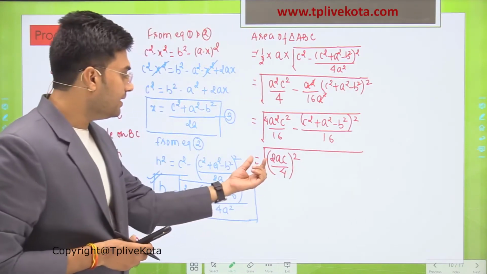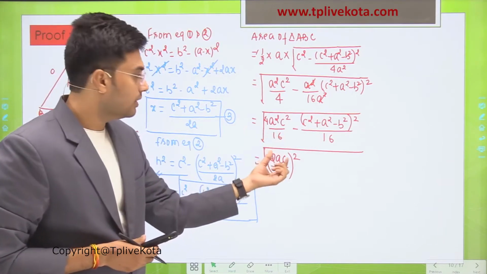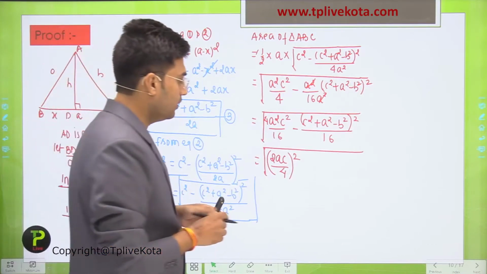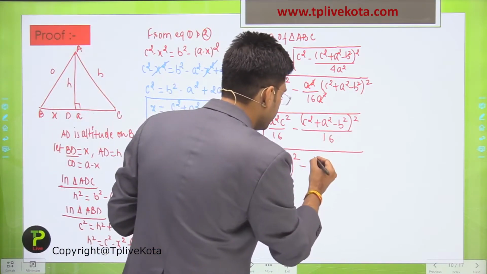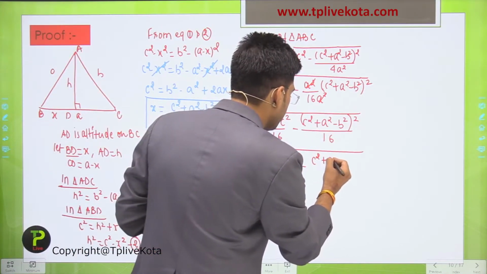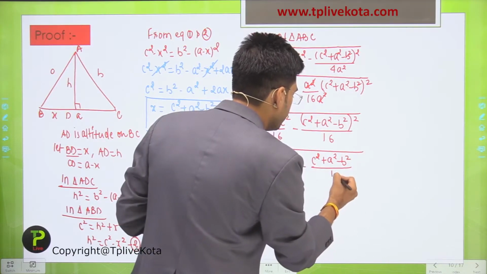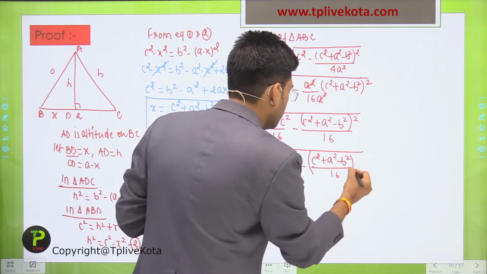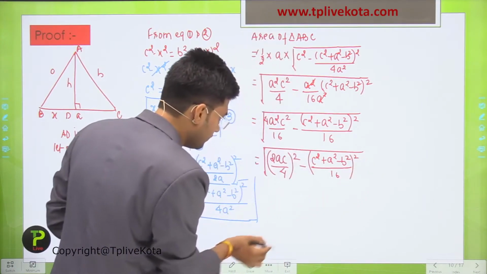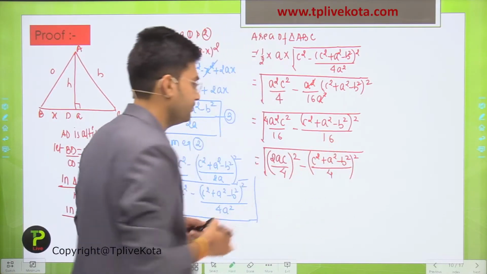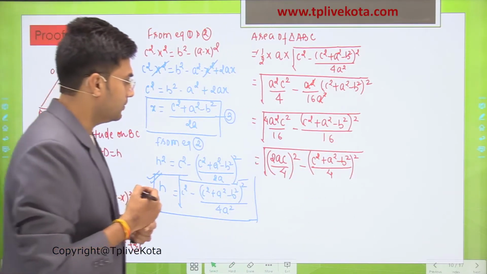We have to write this in this form, because now we get a square minus b square form. So we can also write this as (c square plus a square minus b square divided by 4) whole square. Not 16, it is 4. Clear?